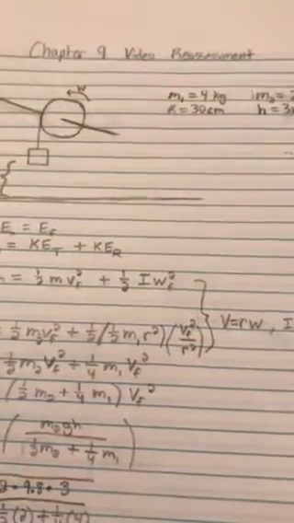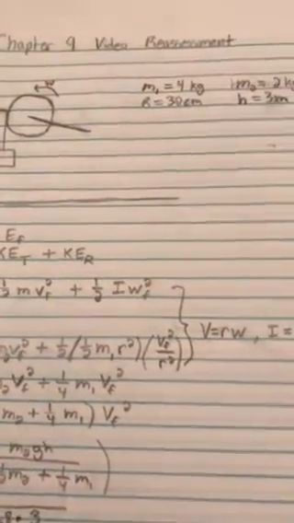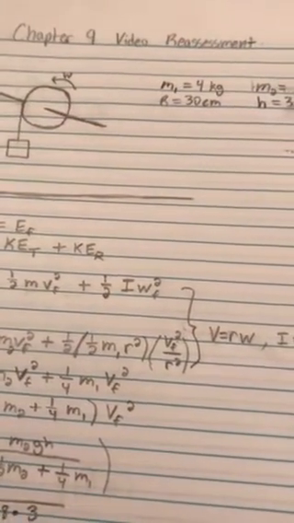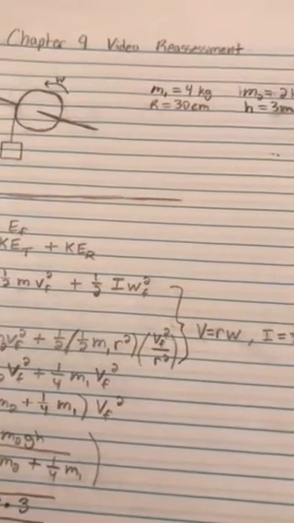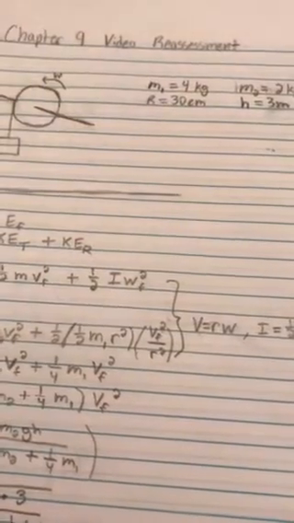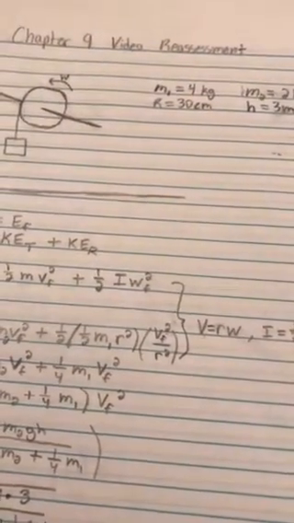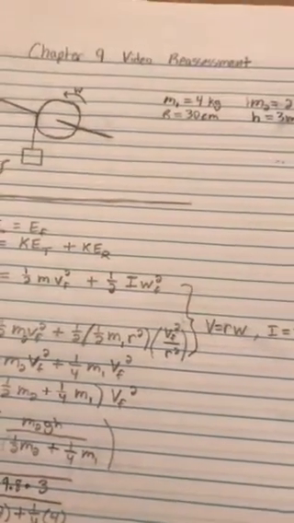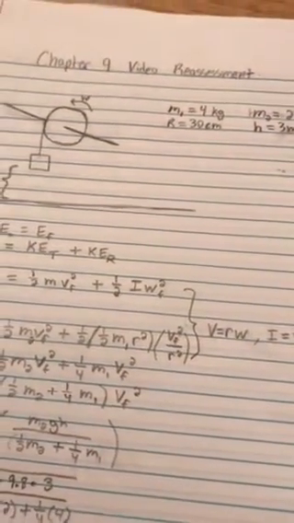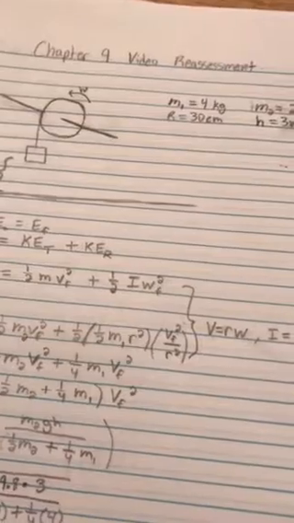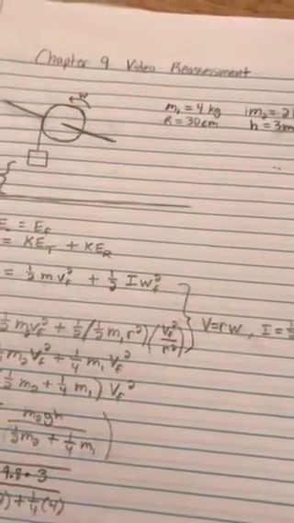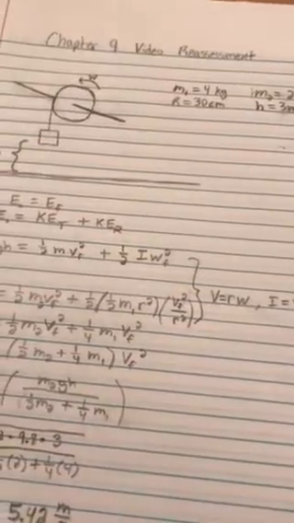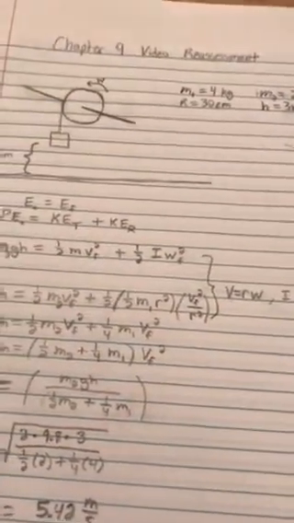Alright, so this is another Chapter 9 video reassessment. The problem is, a rotating disc that has a radius of 30 centimeters with a mass of 4 kilograms is locked in place. It has a string wrapped around the disc and a block hanging from the string that has a mass of 2 kilograms. What would be the velocity of the block if it drops 3 meters?